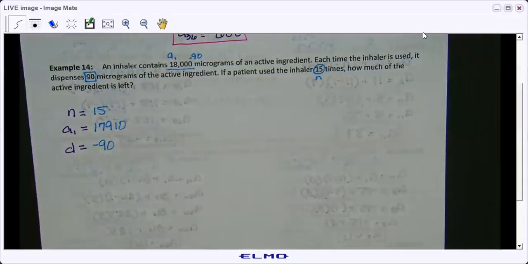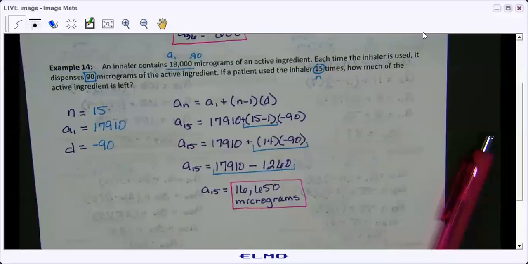Are there any questions on how we got those numbers? Okay, I'm going to have you plug that into the formula and solve it, and then we will come back and check it. Okay, so that is the answer. Go ahead and check that, so that you'll be able to start on your homework for this lesson. That concludes lesson 3.5 on arithmetic sequences.